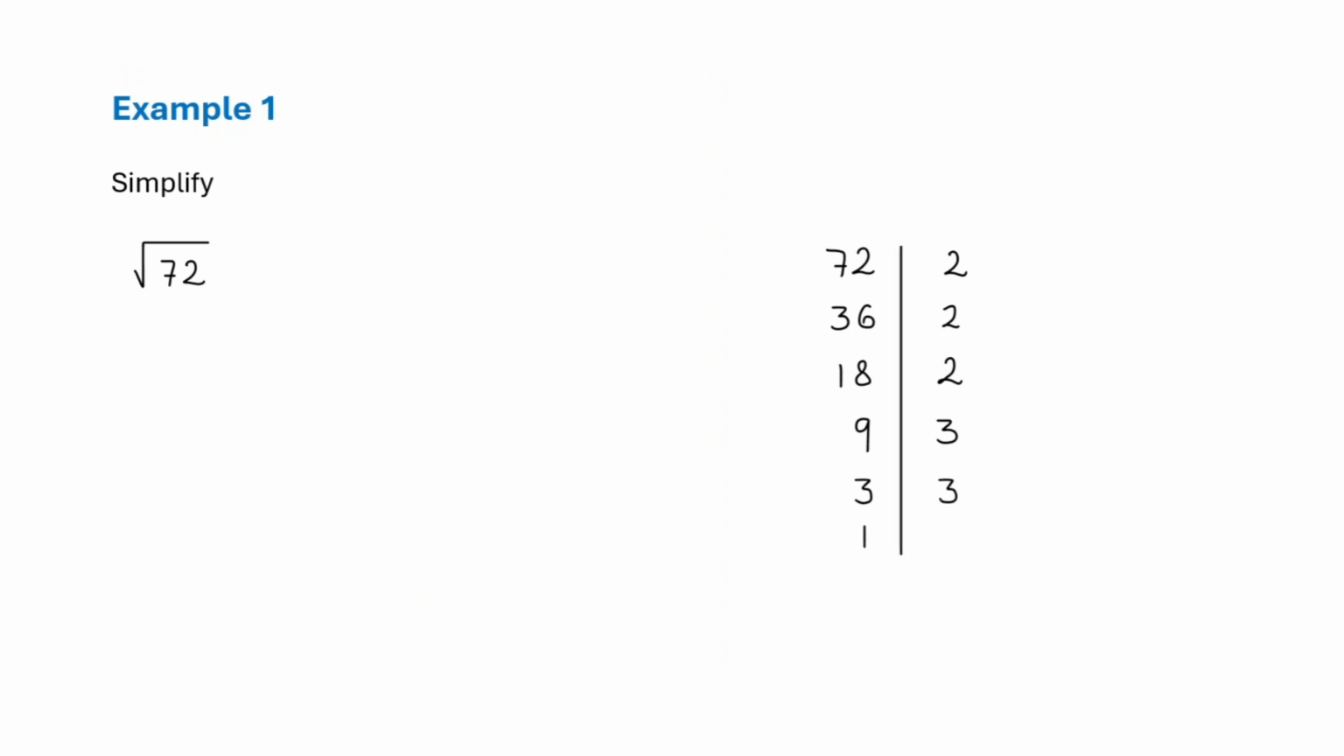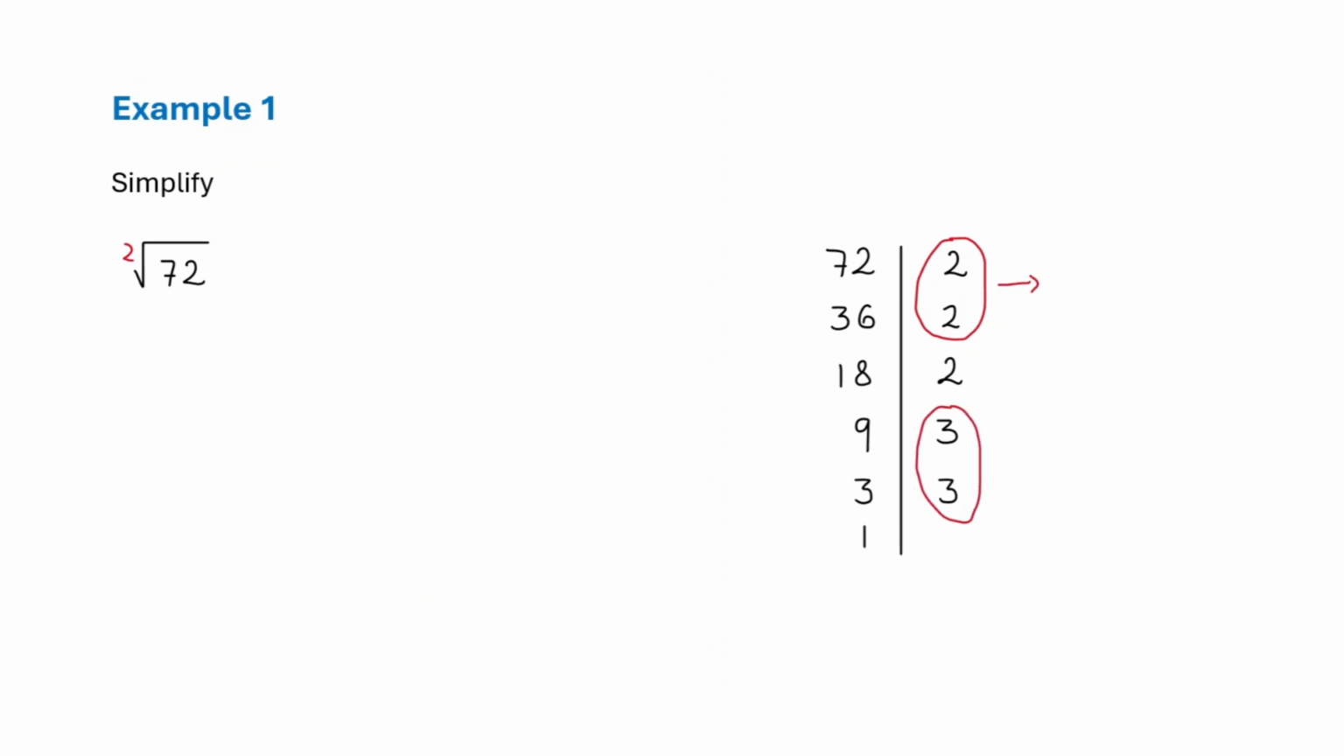Now let's look at the index of the radical. There isn't an index written, so this is a square root, which means the index is 2. The index tells us how many identical factors make a complete group. Since the index is 2, we're looking for groups of 2 of the same factor. Here we have one complete group of 2's with 1 2 left over. We also have one complete group of 3's.